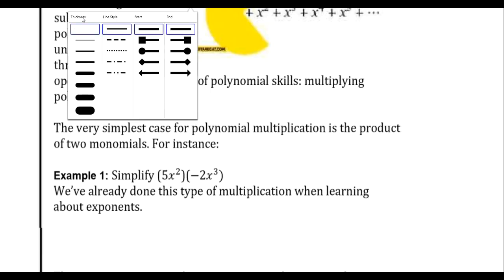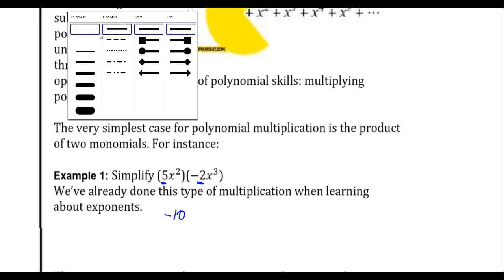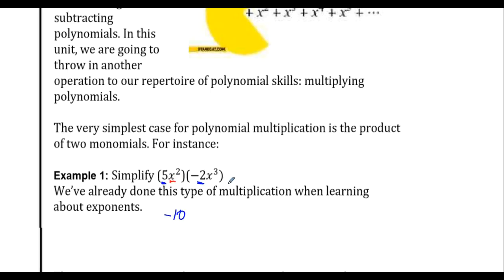So when I want to multiply those, all I'm going to do is multiply the coefficients. We've done stuff like this before. Multiply your coefficients. 5 times negative 2 is negative 10. And then multiply your variables. X squared times x cubed.